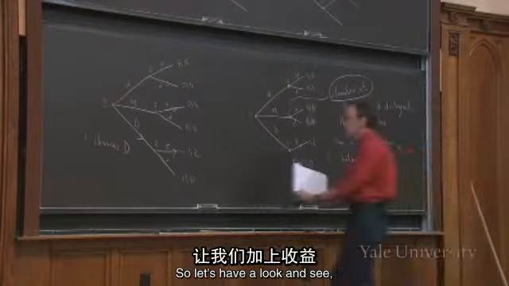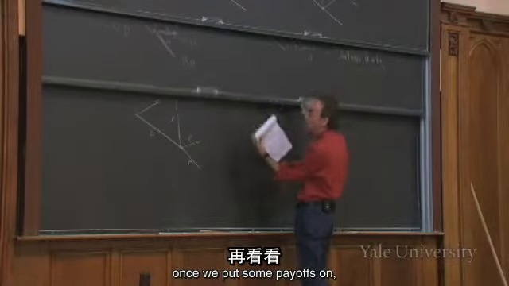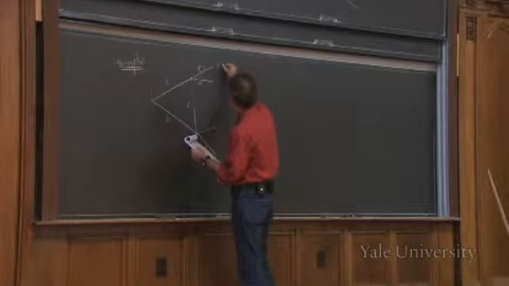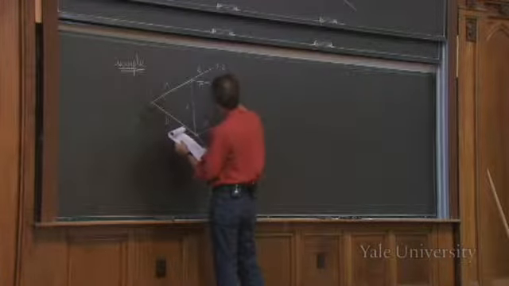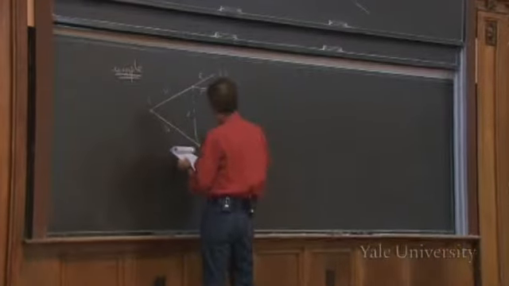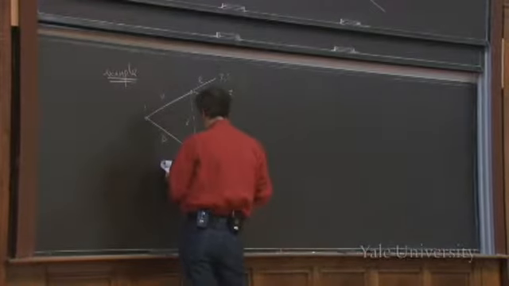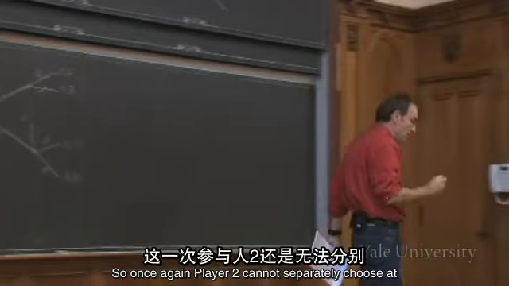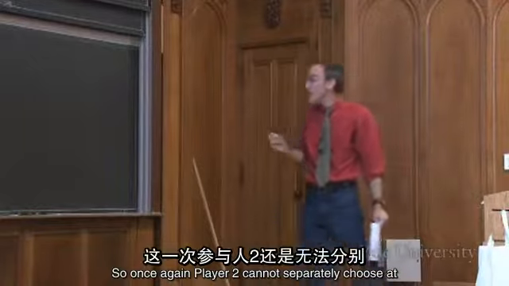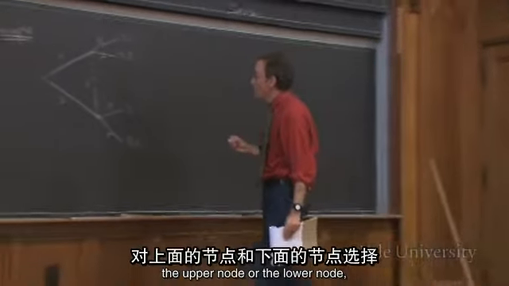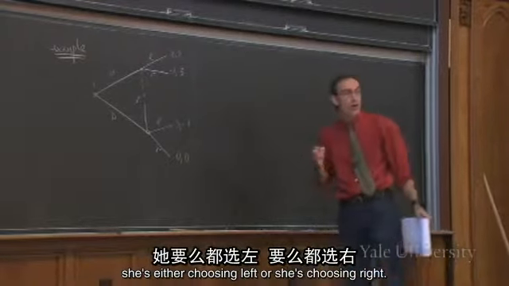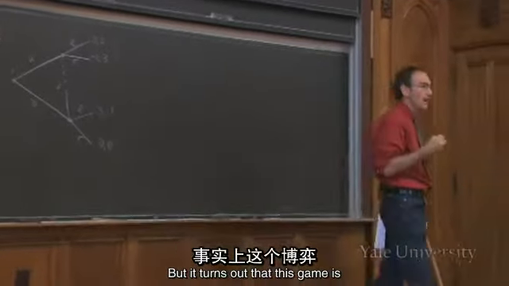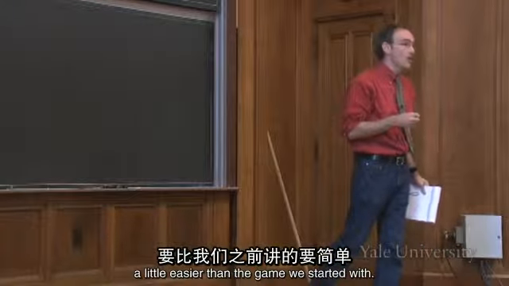All right. So let's have a look and see, once we put some payoffs on, what it does in this particular game. All right, so here's some payoffs. 2, 2, minus 1, 3, 3, minus 1, and 0, 0. All right, so once again, player 2 cannot separately choose at the upper node or the lower node. She's either choosing left or she's choosing right. But it turns out that this game is a little easier than the game we started with.